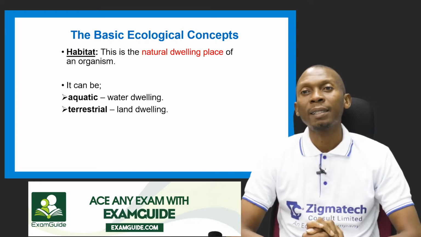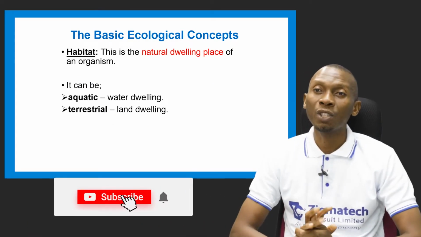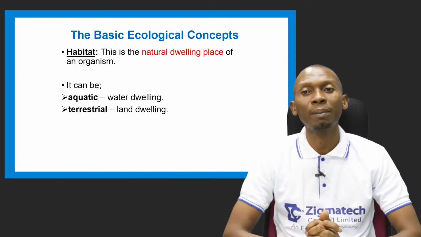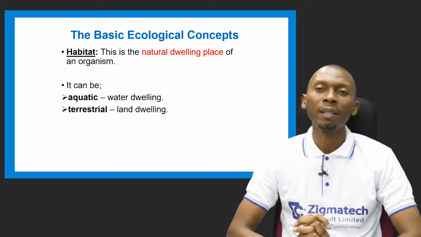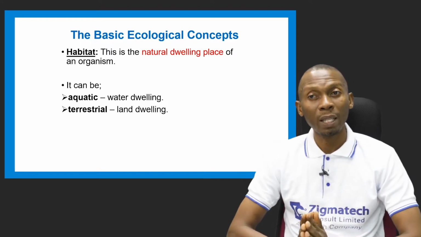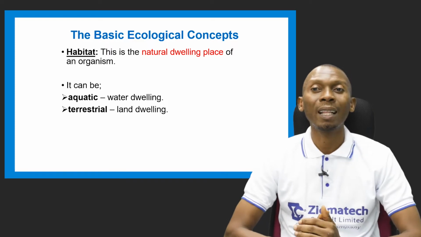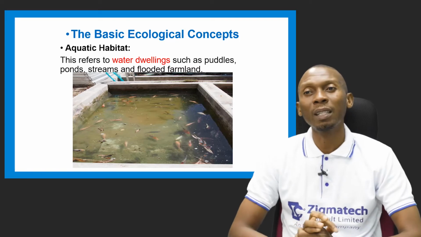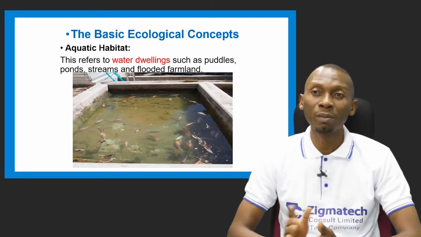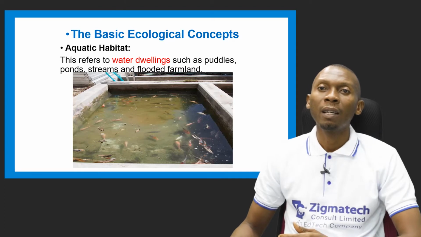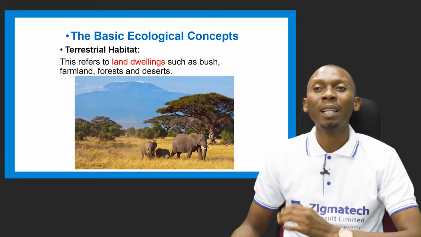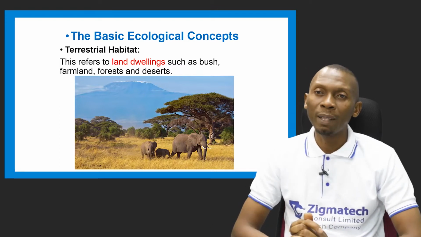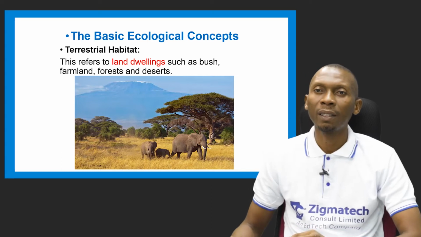Now, habitat is defined as the natural dwelling place of an organism, and here we have what is called the aquatic habitat and the terrestrial habitat. The aquatic habitat is known as water-dwelling habitat, then the terrestrial habitat is the land-dwelling habitat. So the aquatic habitat refers to water-dwelling habitats such as puddles, ponds, streams, and flooded farmland. And the terrestrial habitat refers to land-dwelling habitats such as the bush, the farmland, the forest, and the deserts.